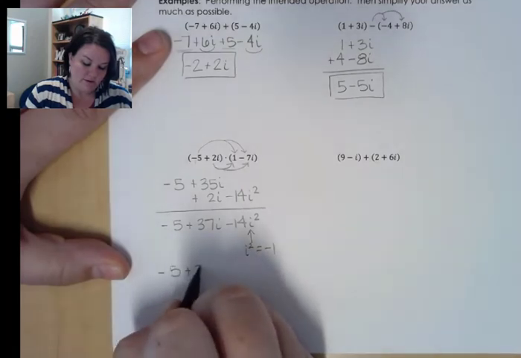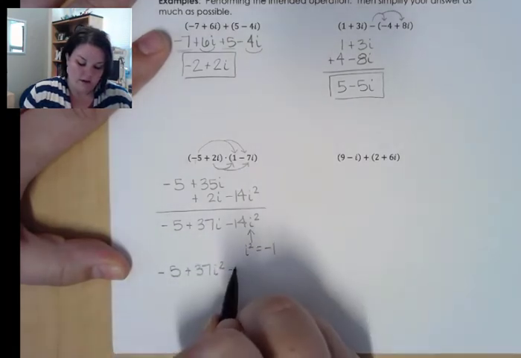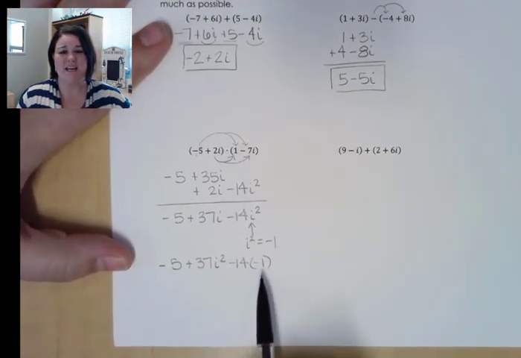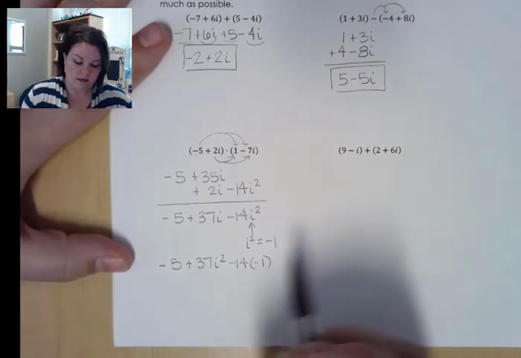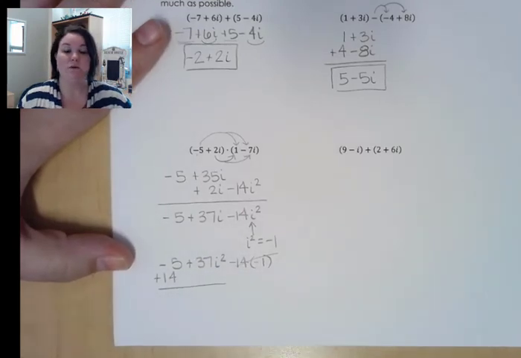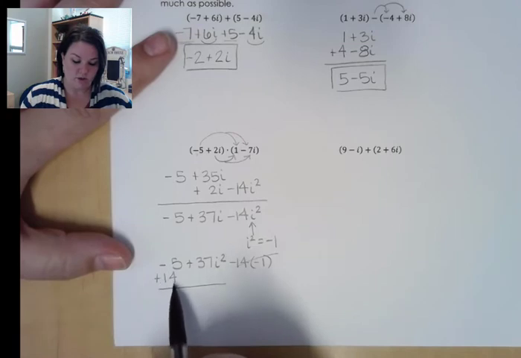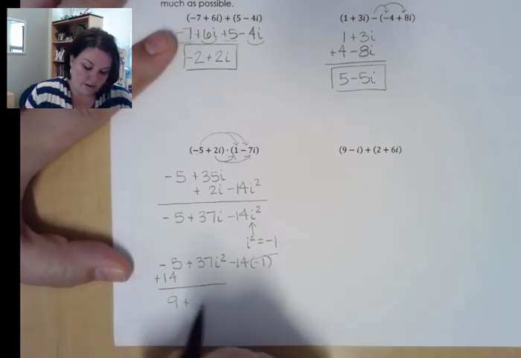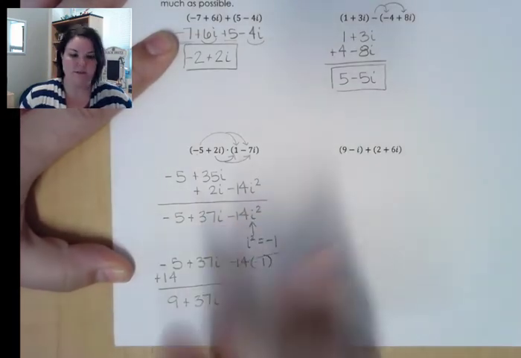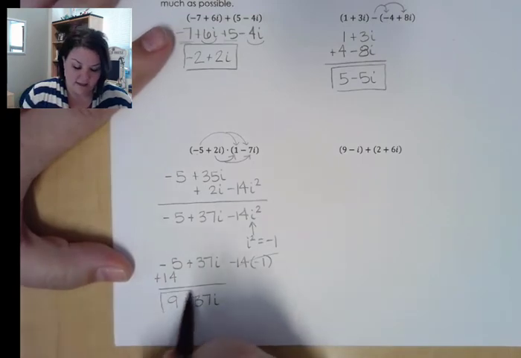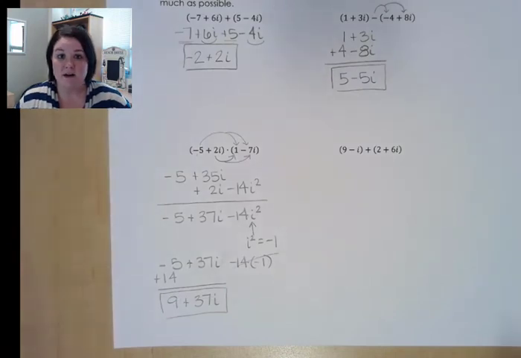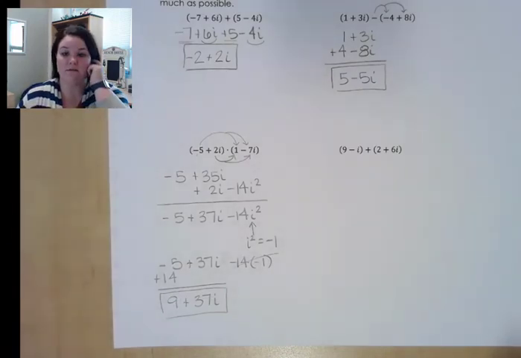So I have -5 plus 37i, and then minus 14i squared becomes minus 14 times -1. Now, when I multiply this -14 times -1, that's going to make it a +14, right? So I'm going to go ahead and just mark that out and put plus 14 over here, because now I can combine it with my other number over here. So 14 minus 5 leaves me with a 9 plus 37i. Okay? And then we just leave it like that. So make sure you do not leave an i squared in your answer. You should only ever have the first power of i. Okay? Let's look at another one.